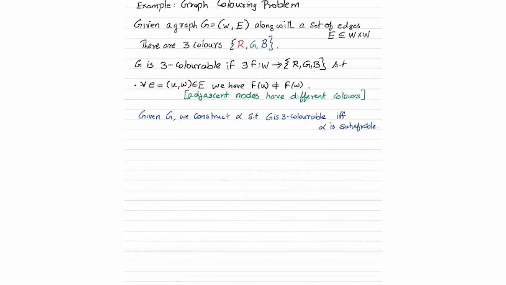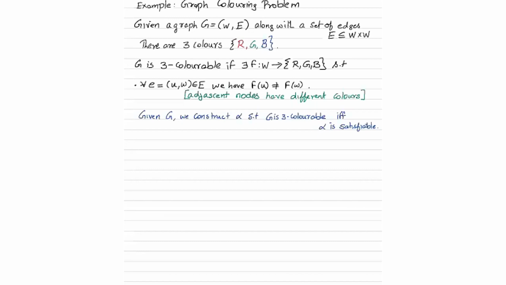So you have this graph. What you want to do is color the vertices of the graph using three colors, and also satisfy the constraint that if two vertices are connected using an edge, then these two vertices get a different color. So what is the question that you're asking? Given a graph, is it 3 colorable? Or can you come up with this function which satisfies this constraint? And what I will show you is that this problem can be encoded as the satisfiability problem in propositional logic.